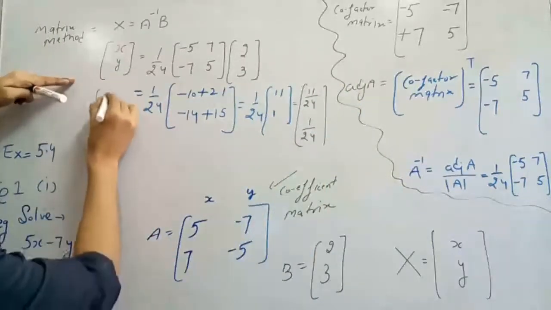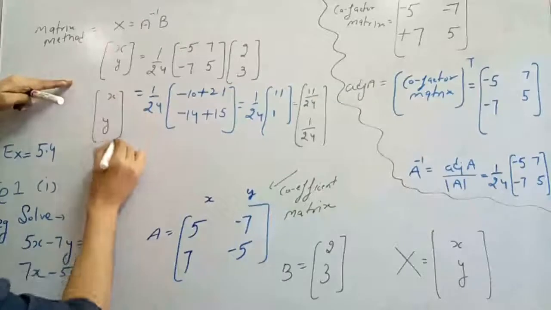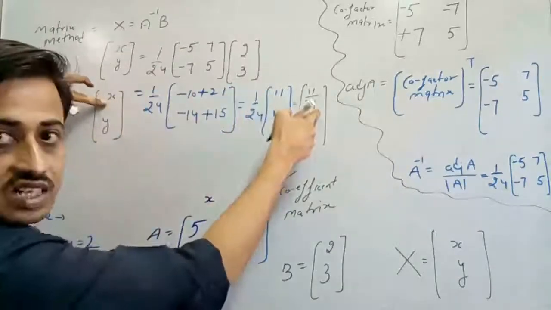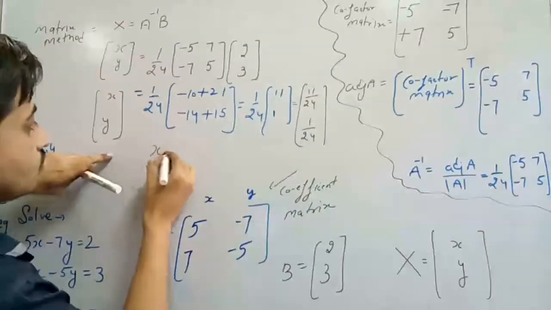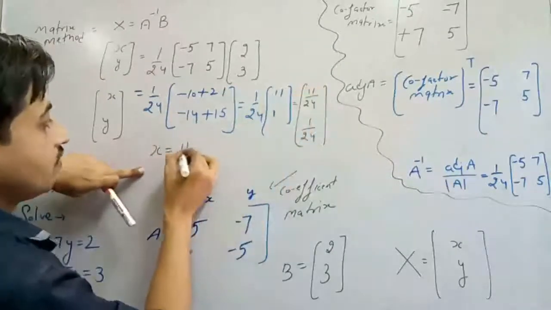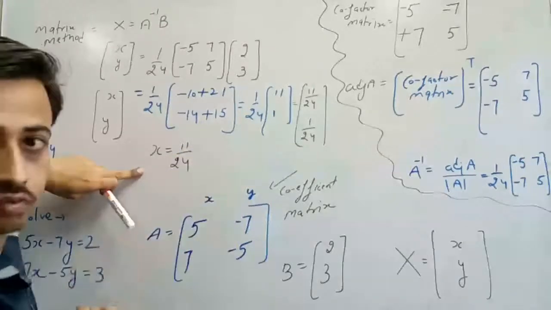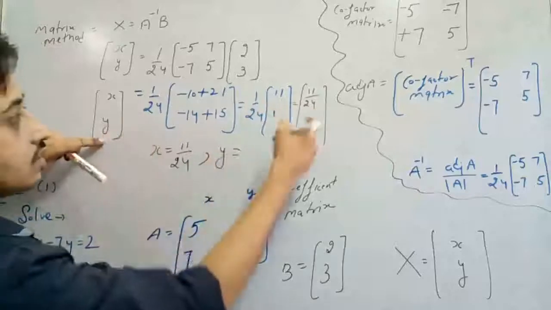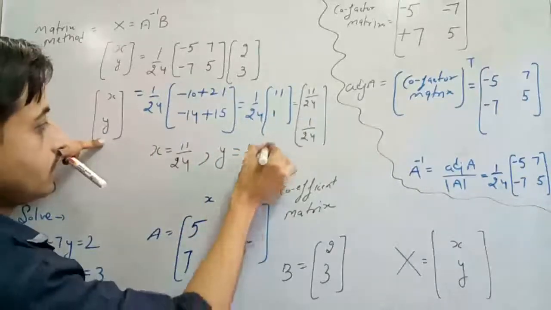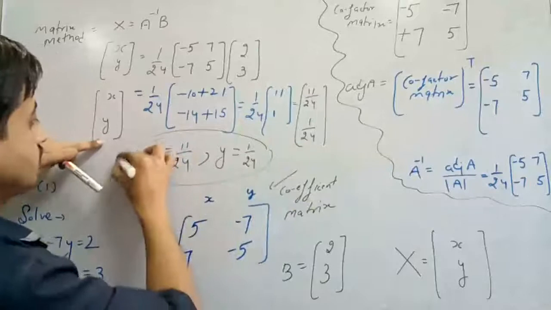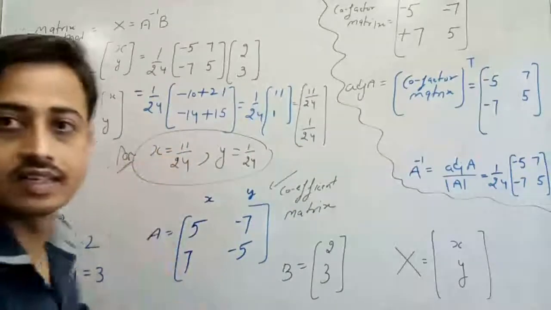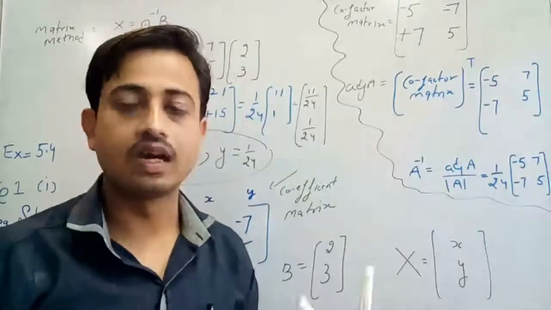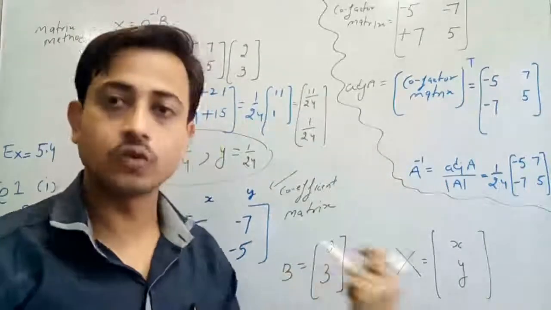Now what do you have on the left hand side? We have X and Y on the left hand side. Now to compare, first element is equal to first element. So what's the value of X? X is 11 by 24. Now what's the value of Y? Y is 1 by 24. This one is our final answer. I hope you understand this concept. I'm going to take another question also.